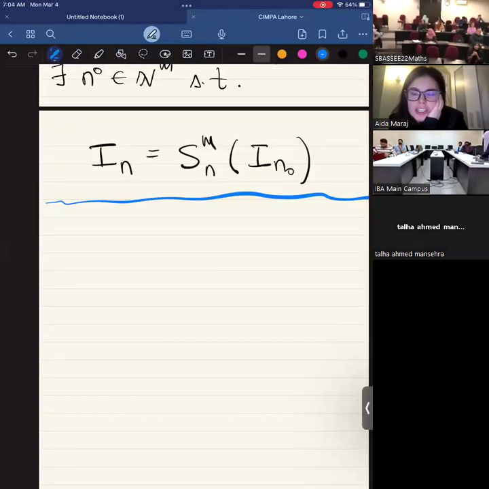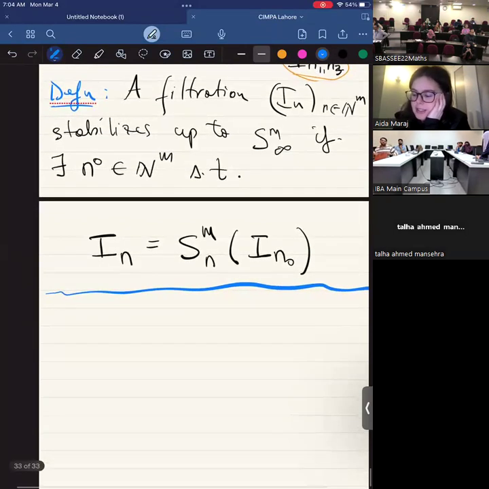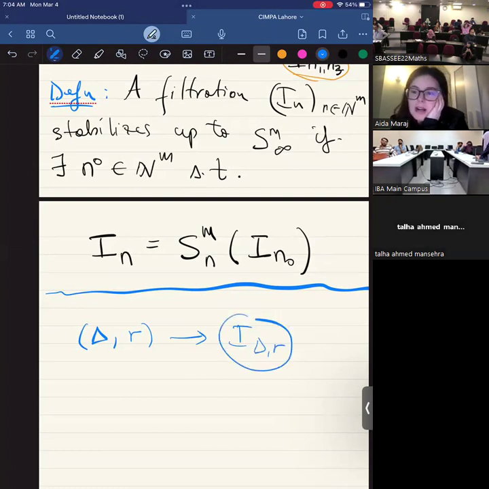I will share some notes after this, and I will share some code where folks can input delta and r and get as output this ideal I delta r, and see how these examples look. Aida, thank you very much.